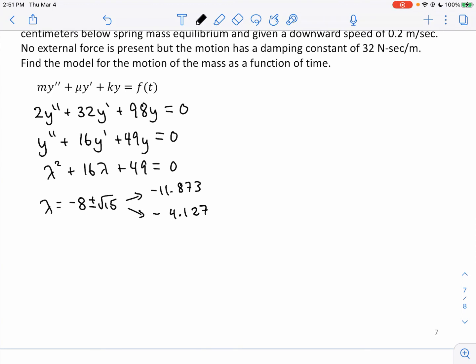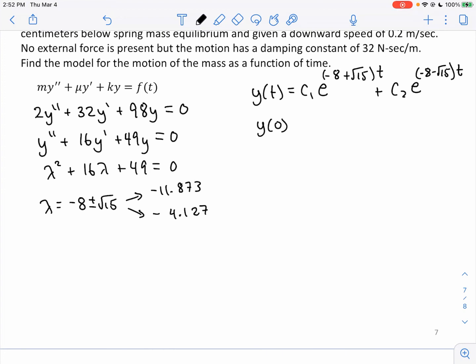Now I'm going to go straight to the solution, and I used Wolfram Alpha to get there. But these are both real numbers, and so let me write down the general solution. It would be some constant times e to the lambda t, so negative 8 plus rad 15 t, plus some constant times e to the other lambda t, so negative 8 minus rad 15 t. And those expressions are both negative, so it's e to a negative number t and then e to a negative number t.